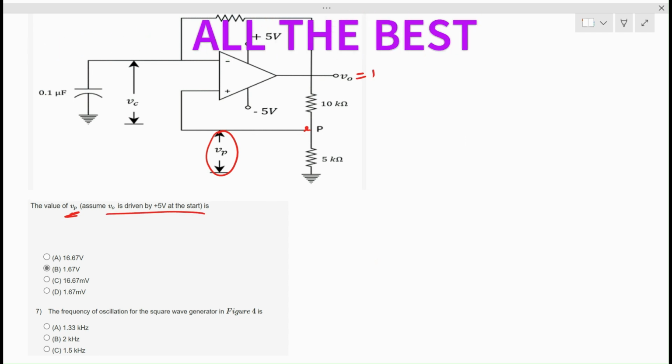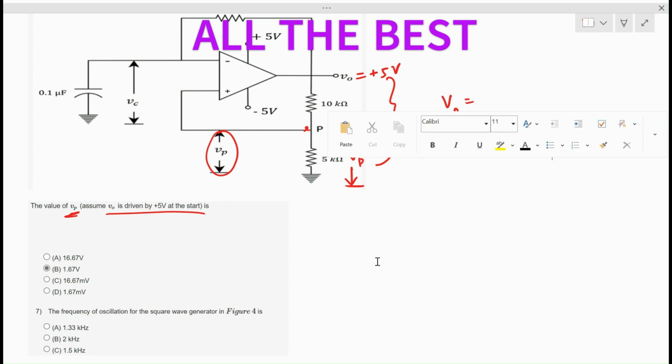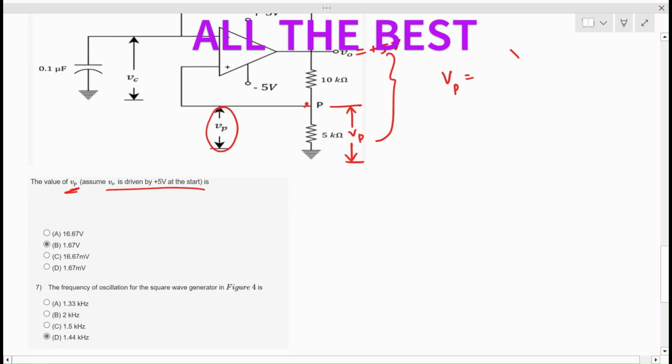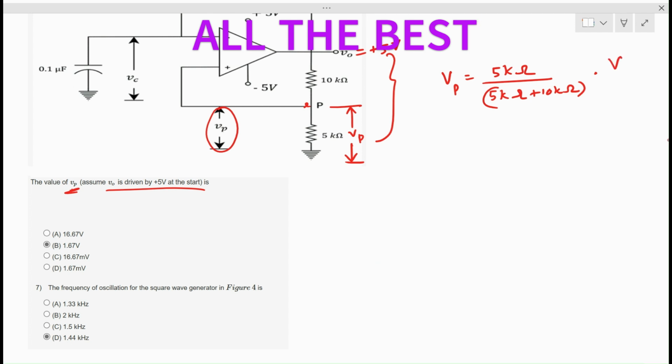So if V0 is equal to plus 5 volt at the starting point, then we have to apply the voltage divider rule. What is the voltage at point P with respect to ground? That is Vp. Vp equals the resistance across which we are measuring the voltage, 5 kilo ohm, divided by the total resistance, 5 kilo ohm plus 10 kilo ohm, and the total voltage is plus 5 volt. That is V0. Okay, so V0 is plus 5 volt.